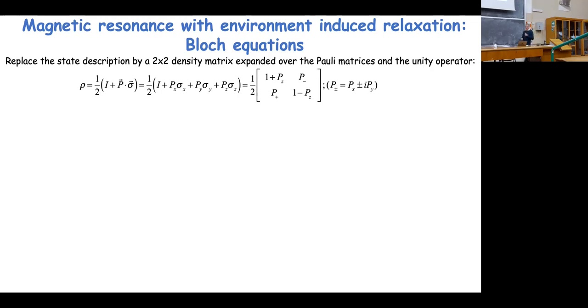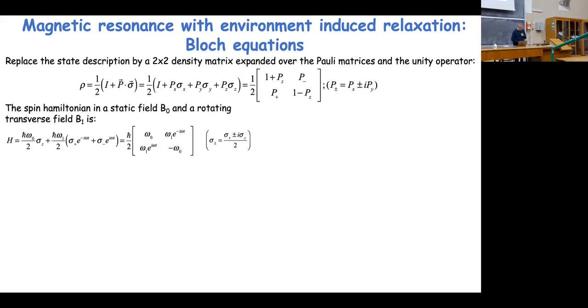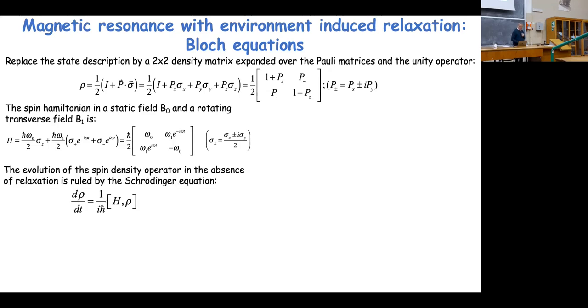Okay, now, what is the Hamiltonian? The Hamiltonian has two parts. It has the Hamiltonian in the static magnetic field, and this is the part which corresponds to the rotating radio frequency field. And you can again express this Hamiltonian by a 2x2 matrix. And I remind you that sigma plus and sigma minus are just sigma x plus or minus i sigma y over 2. So once you have the Hamiltonian and the density matrix, how does it evolve?